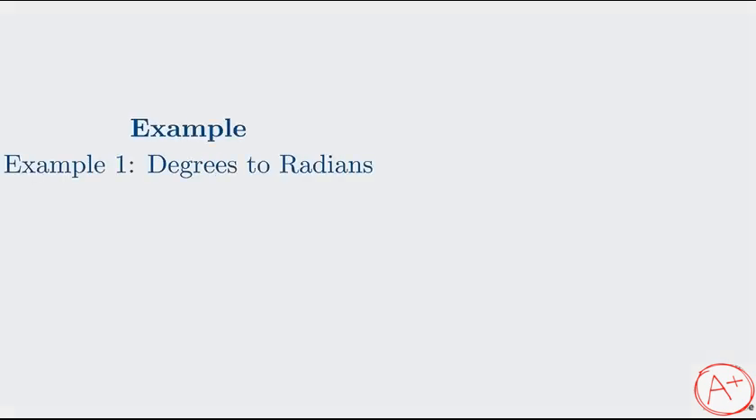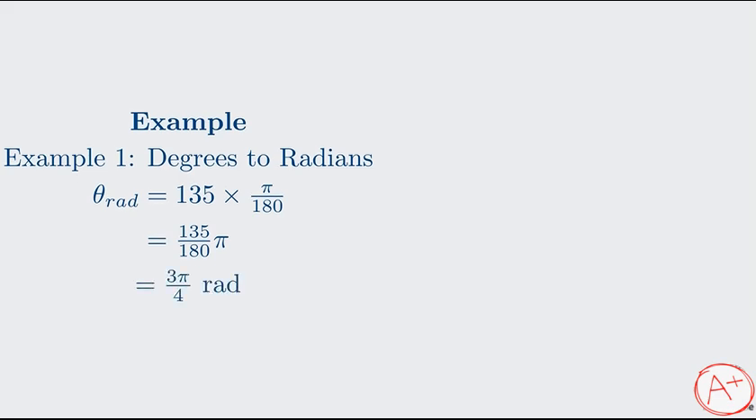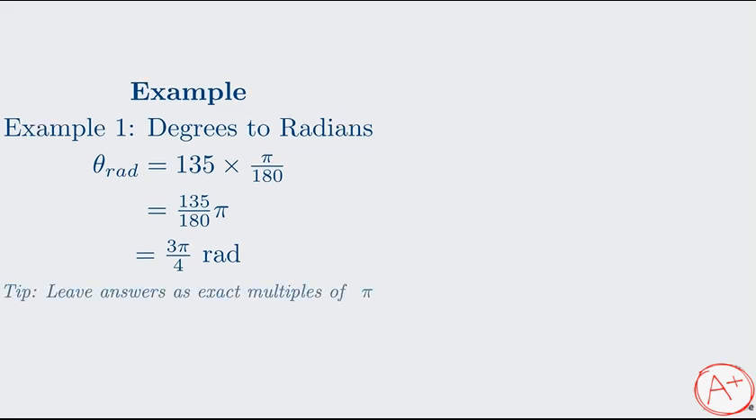Example. Let's apply our conversion factor. We want to convert 135 degrees into radians, leaving the answer in terms of pi. To go from degrees to radians, we multiply by pi over 180. This gives us 135 over 180 times pi. Now, we must simplify this fraction. Both numbers are divisible by 45. 135 divided by 45 is 3, and 180 divided by 45 is 4. So, the result is 3 pi over 4 radians. Leaving your answer as an exact fraction of pi is often required in pure mathematics 1, unless the question specifically asks for significant figures.